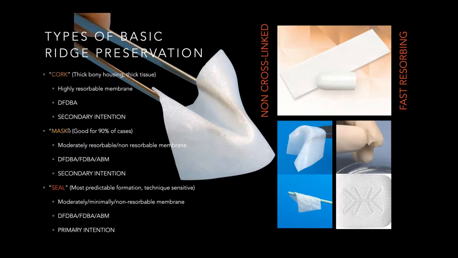So there's the cork method, which is basically corking something using a smaller, circular membrane just to cap the socket. You can use a mask method, which I think is good for 90% of the cases. It's basically draping a membrane into the buccal and lingual flaps so that you get a really nice condensation and protection of that bone graft, and it really makes sure that the soft tissue has no chance of getting into the bone graft. And the last is seal, which uses both a membrane as well as primary intention closure for cases that are a little bit more tricky and have more defects.